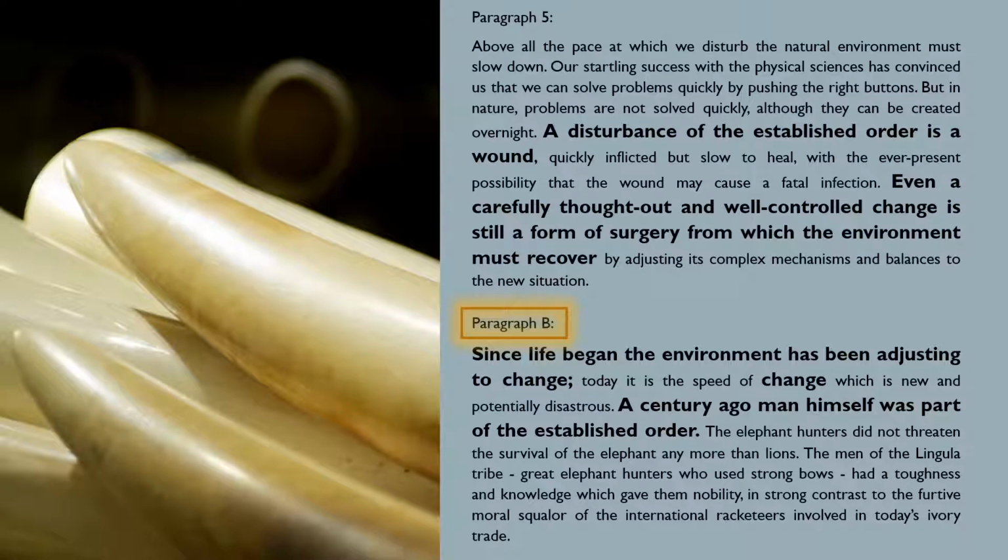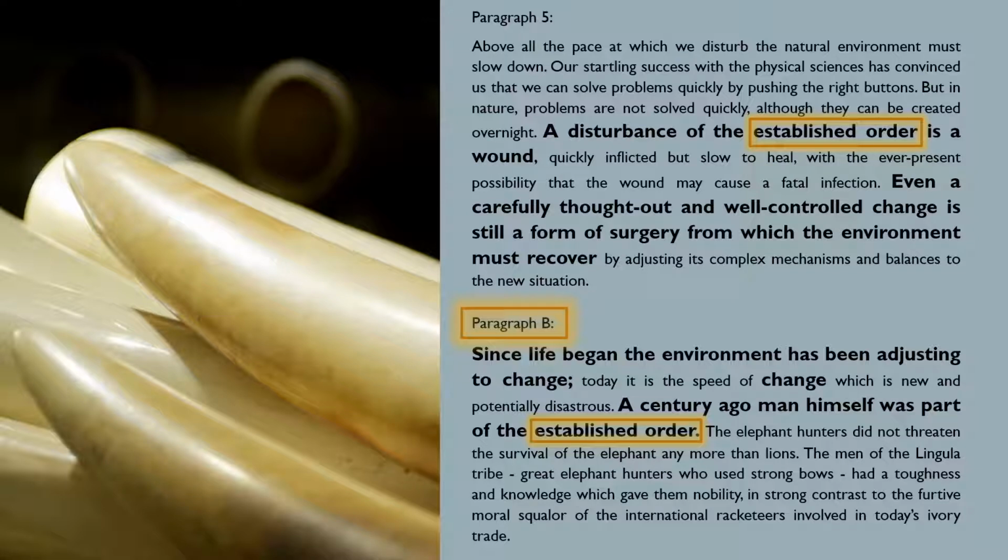We can see two specific connections between paragraph 5 and paragraph B. Firstly, paragraph 5 introduces the idea of the established order, how things are meant to work in nature. Paragraph B returns to this idea, saying that even though man hunted elephants in the past, this was still part of the natural order. It didn't disturb nature's balance.